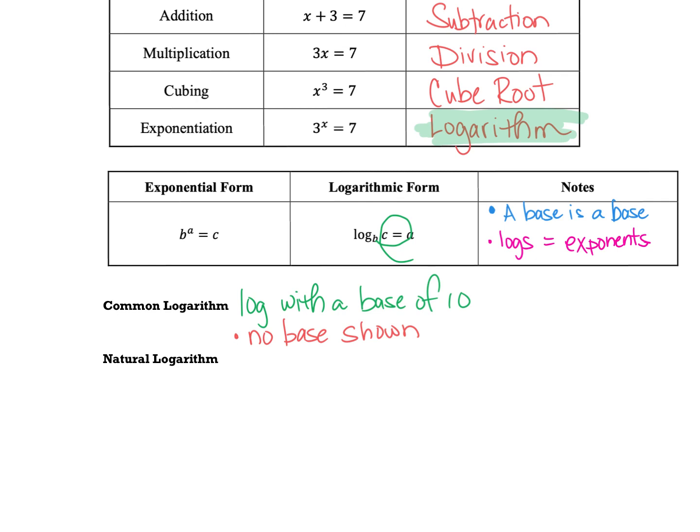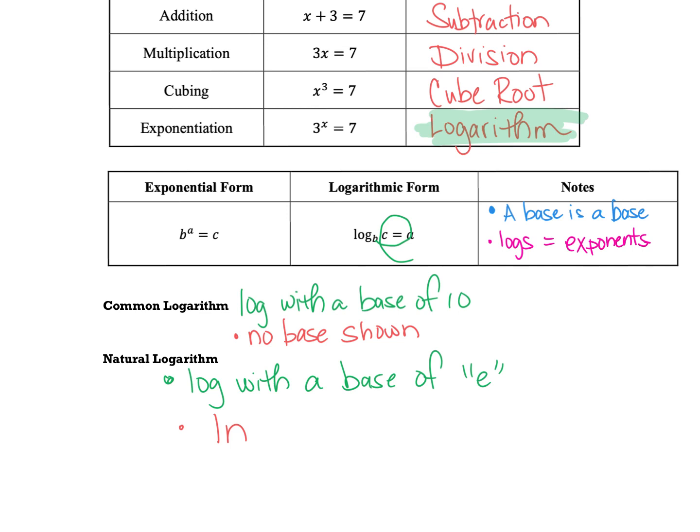A natural logarithm is a log with a base of e. E was that new Euler's number, all right, the natural number that we talked about last week. They do use a different representation for it. They use ln, all right, for natural log. I don't know if they were just dyslexic or what, but ln. I think it has something to do with the Greek words, and anyway, you can look it up if you want, but it's ln.